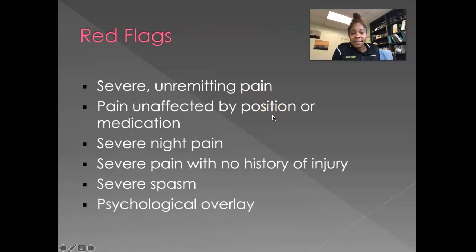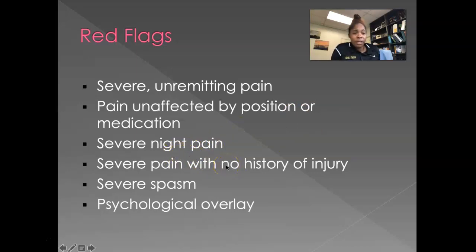So red flags in the history and inspection component: severe unremitting pain, so it does not go away no matter what they do. Pain unaffected by position or medication, which kind of ties into that unremitting pain. But the reality is you can't put the patient in a position to reduce the pain, and you can't give them any type of medication that reduces their pain. Severe night pain, because we're worried about a stress fracture or a fracture. Severe pain with no history of injury.